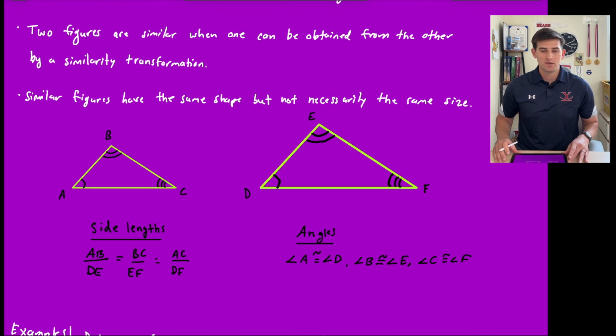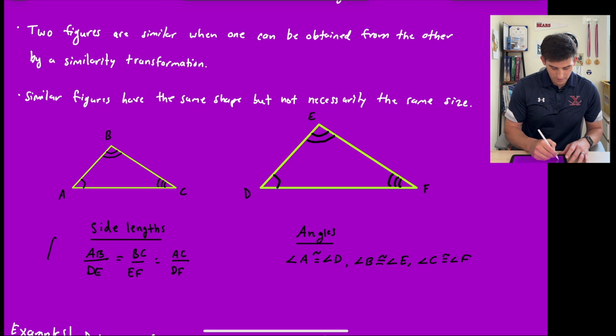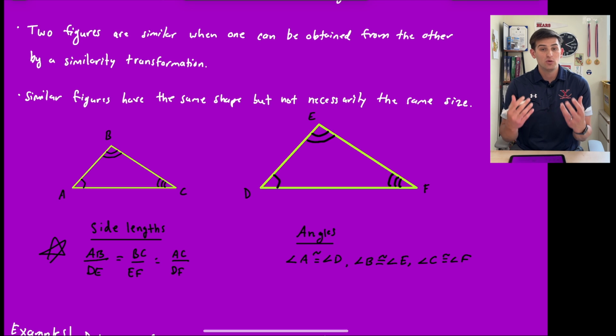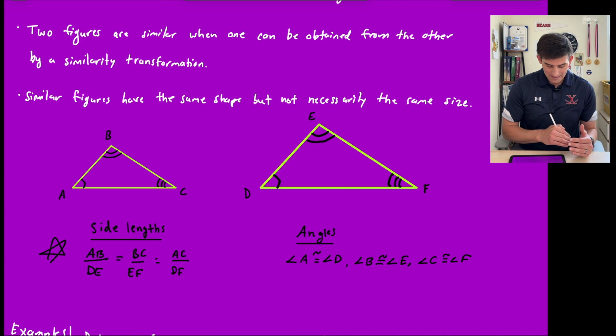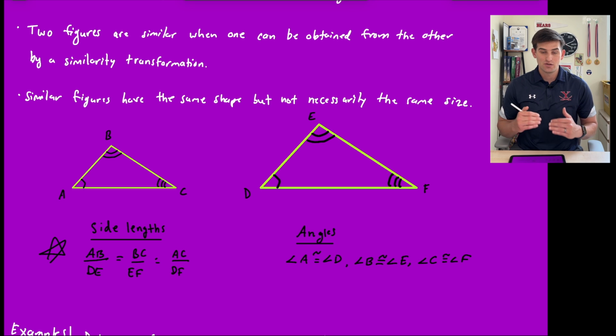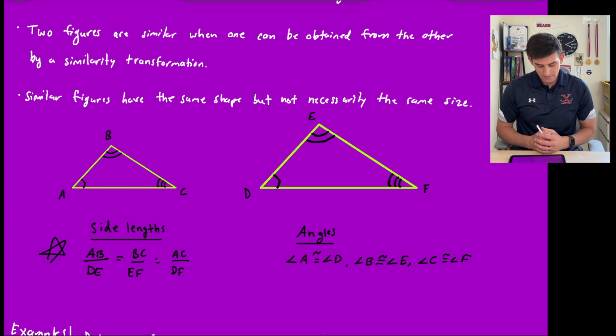Let's talk about how that comes into play in terms of the side lengths and the angles of the shapes. Notice down here to the left, the side lengths are proportional. Which means if I do side length AB divided by side length DE, because those are corresponding sides, that ratio should be equal to BC over EF, which should also be equal to AC over DF. All of those ratios should be proportional, which means we could set up a proportion. If we're trying to find a missing side, we can always cross multiply to solve for that missing side. So that's the side lengths.